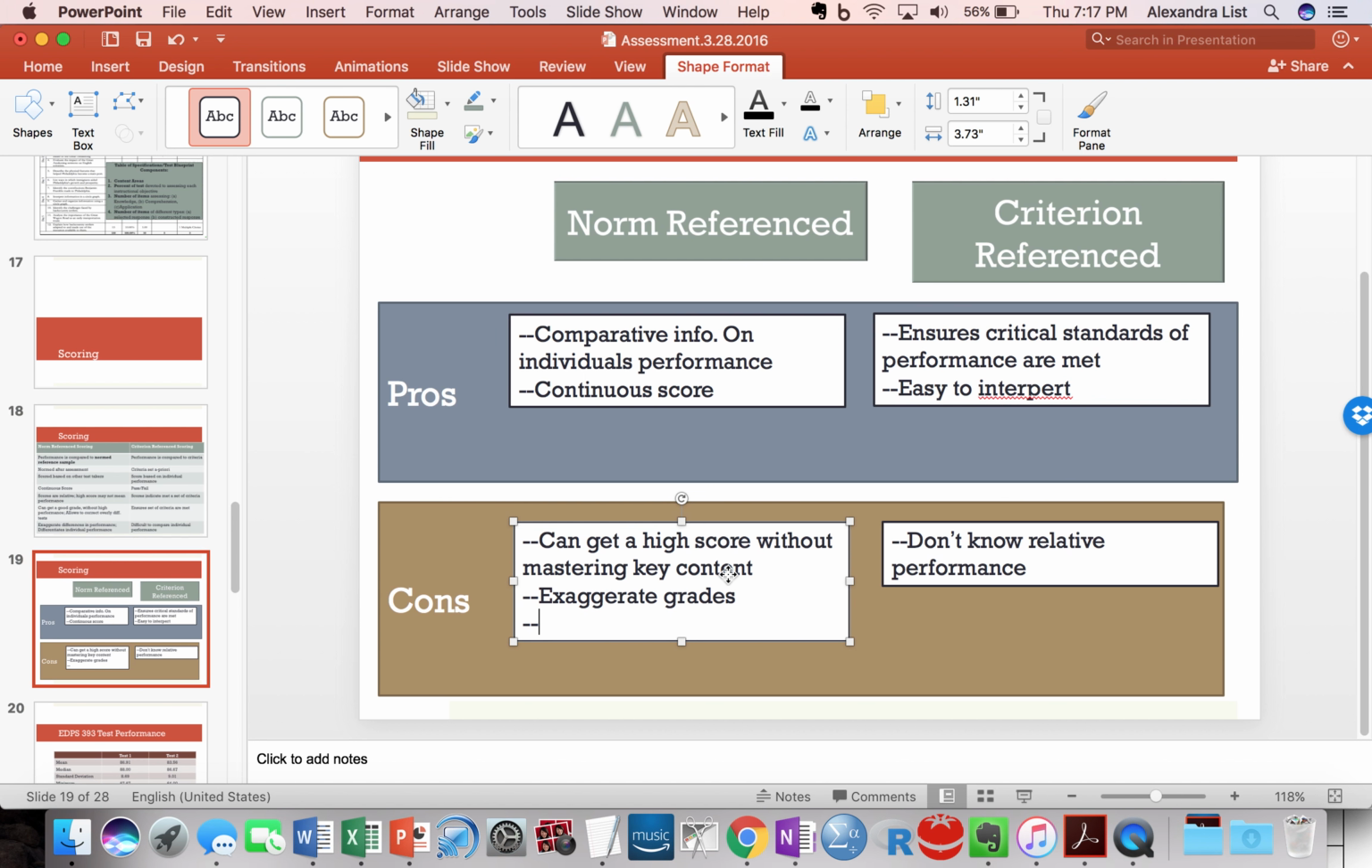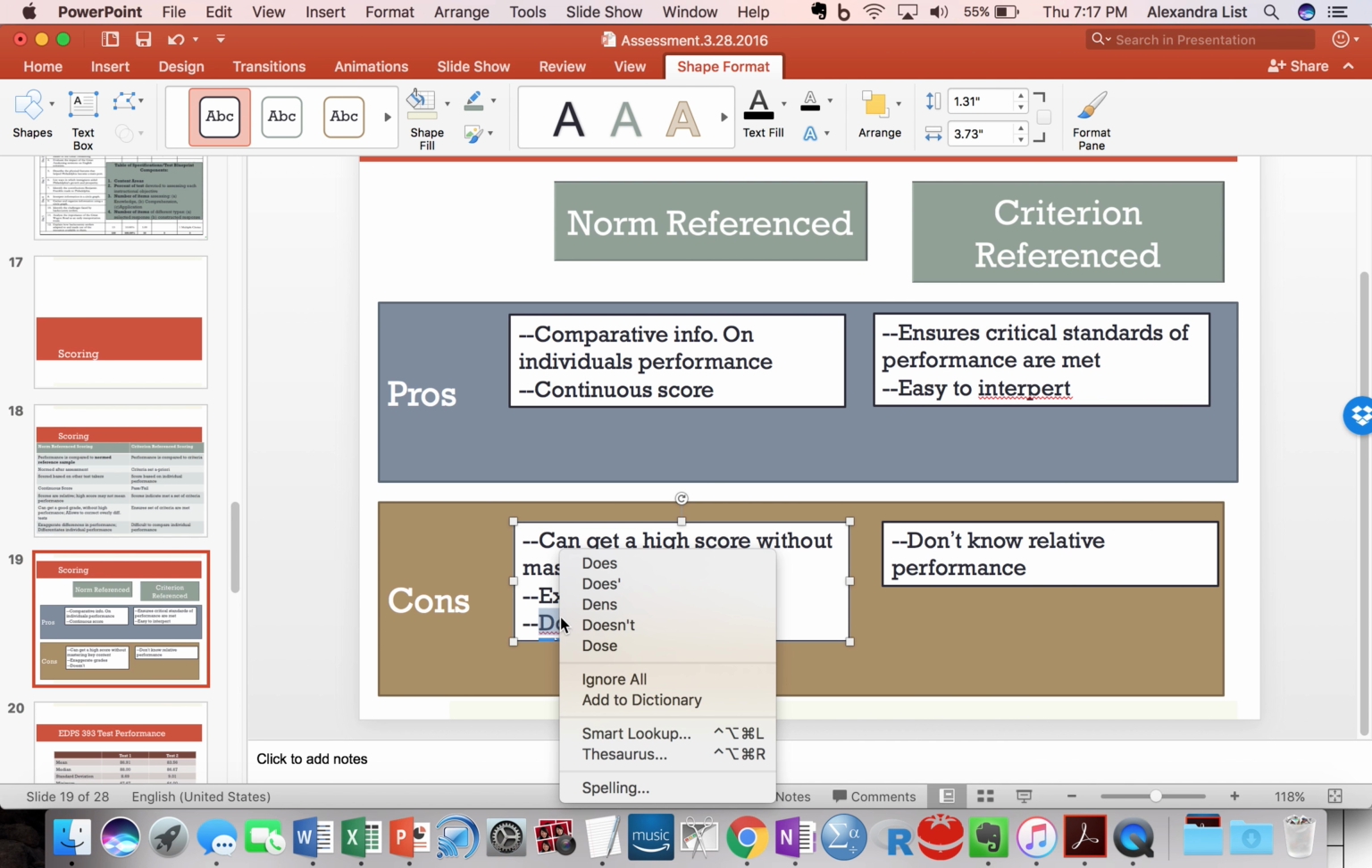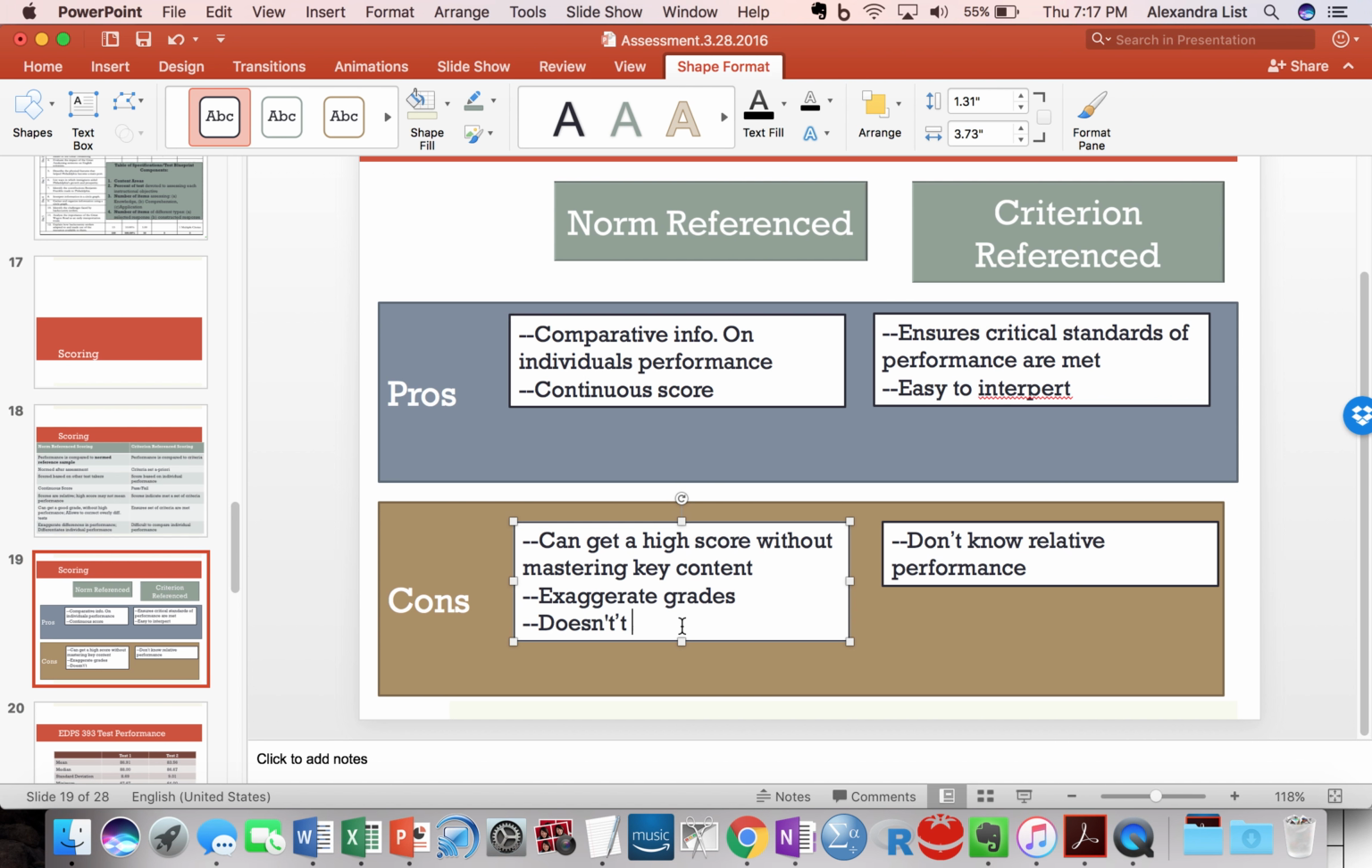And so as a con, I would say it doesn't allow everybody to get all A's. Unless everybody has the exact same score, it doesn't allow all students to have, for example, an A in the class. Even though theoretically your whole class could know the information, it doesn't allow uniformly high performance.